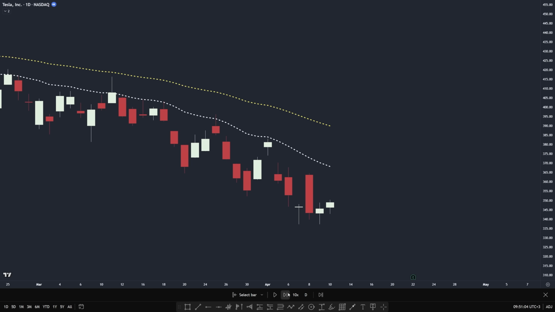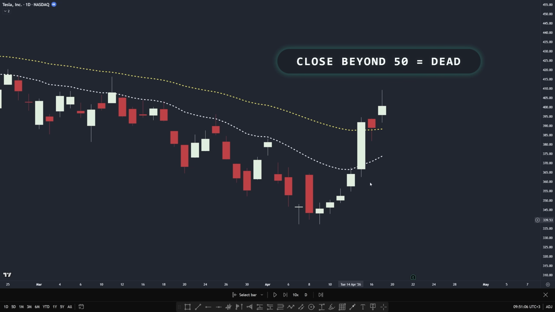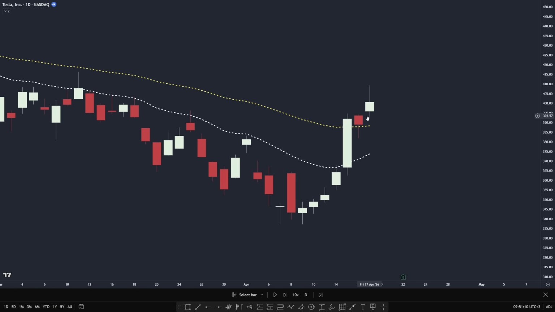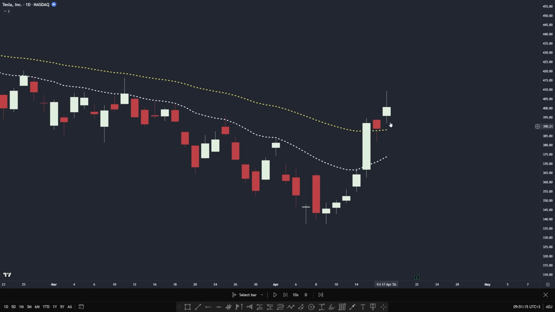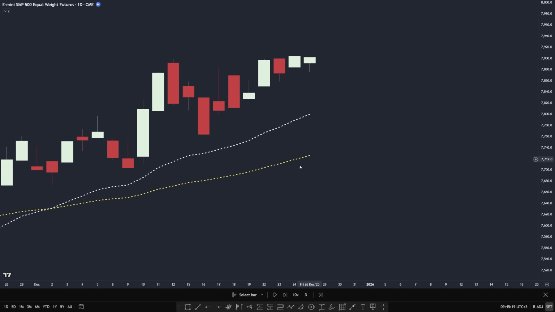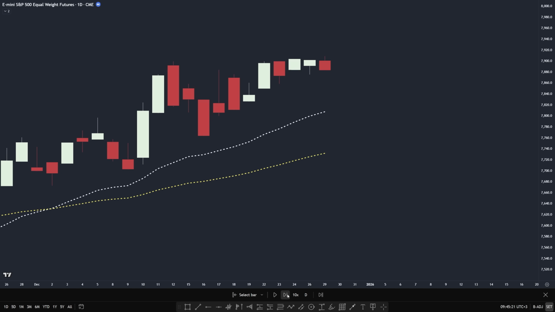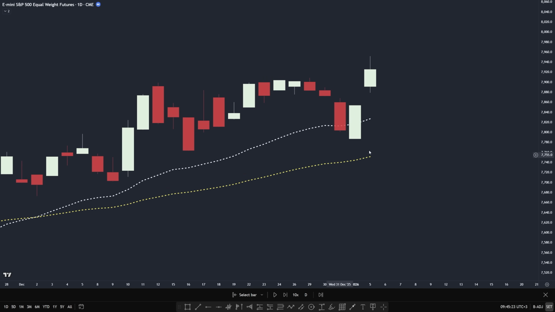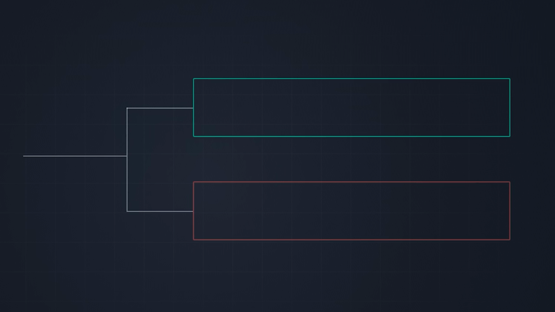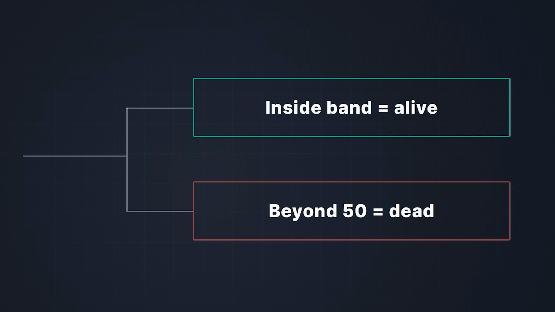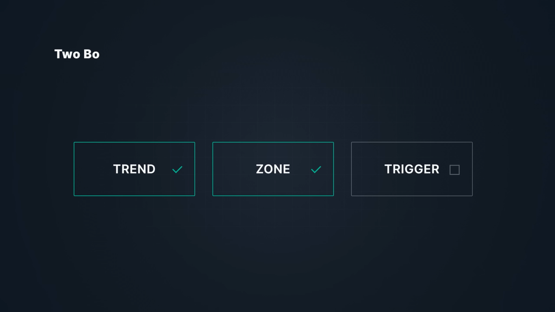If price closes beyond the 50 EMA on a daily candle, the setup is dead. No entry, no second chance, no waiting for it to come back. Move to the next chart. So binary rule, price inside the band with the trend intact. Setup is alive. Price closed beyond the 50. Setup is dead. Okay, trend is intact. Price is in the zone.